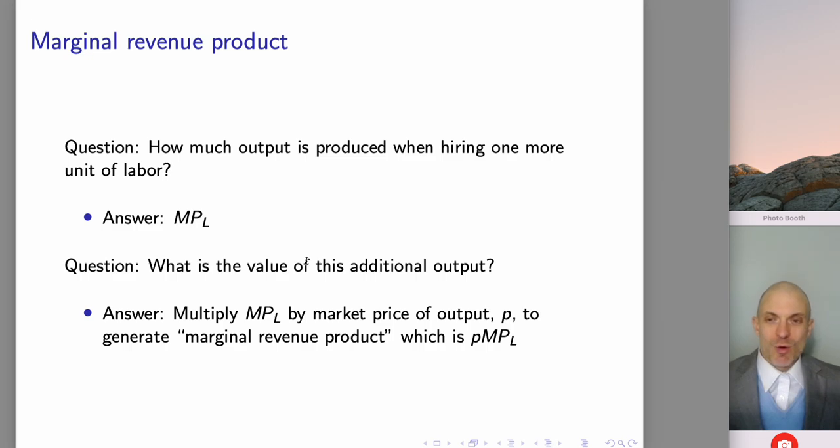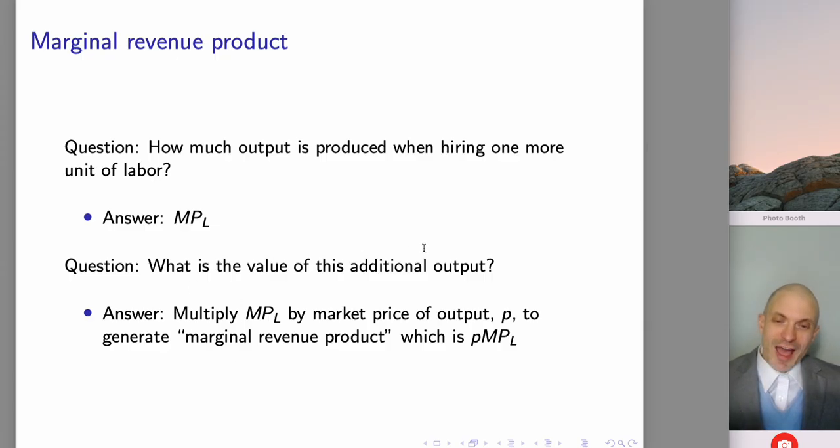So if I get one additional batch of pretzels when I hire each additional worker, that's my marginal product of that worker, one batch. Maybe it's like a dozen pretzels. What's the value of the additional output? Well, I have to multiply that one batch by $20. So it's going to be $20. It's going to be the marginal revenue product.